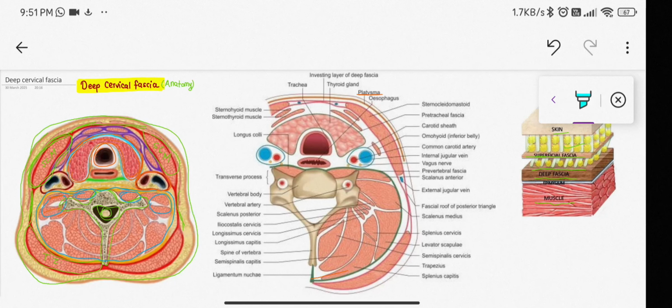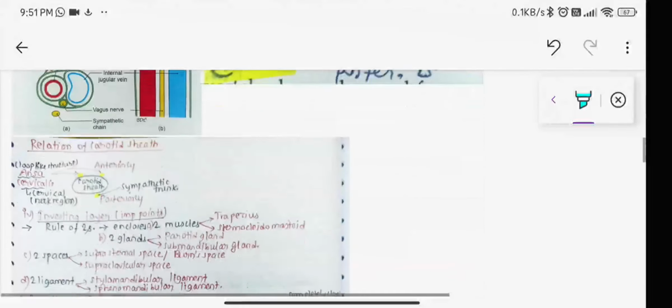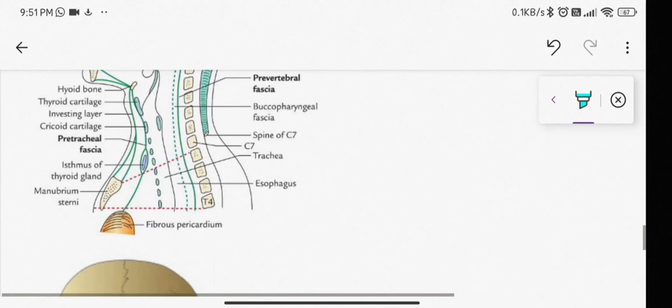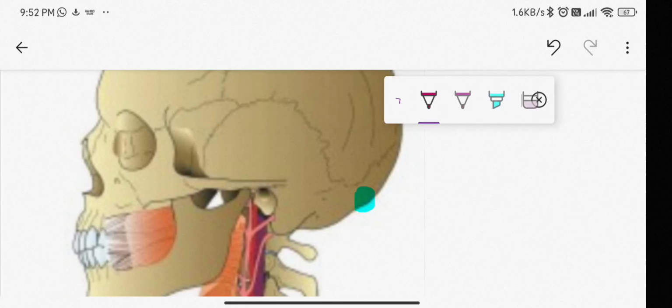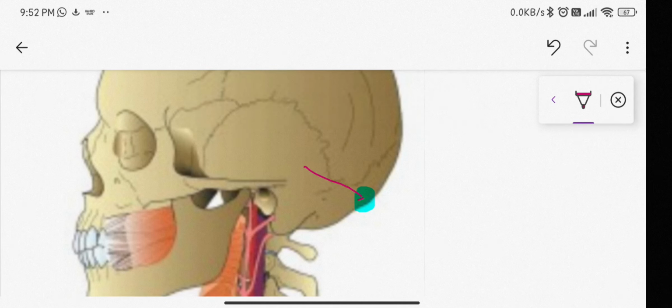So we should know about the deep cervical fascia. What is the extension of this deep cervical fascia? Superiorly, inferiorly, okay, laterally and anteriorly. So what is the extension? Okay, so for that we should see this figure. In this figure, what we need to understand is the superior extension of the deep cervical fascia. Superiorly it starts from this point. Okay, from this external occipital protuberance there is a raised line, that is superior nuchal line and inferior nuchal line.